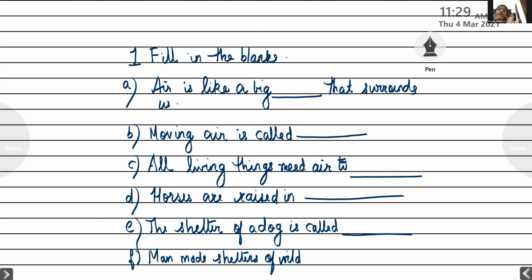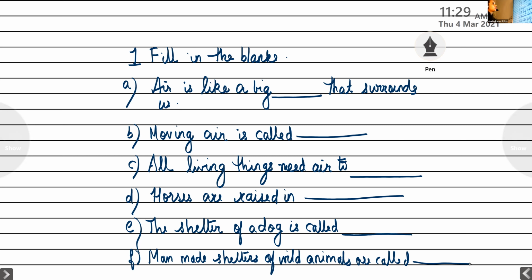Ma'am, can you read fourth? I will read all the questions. Okay. First one is fill in the blanks. A, air is like a big dash that surrounds us. B, moving air is called dash. C, all living things need air to dash. D, horses are raised in, or the shelter of horses are called dash.